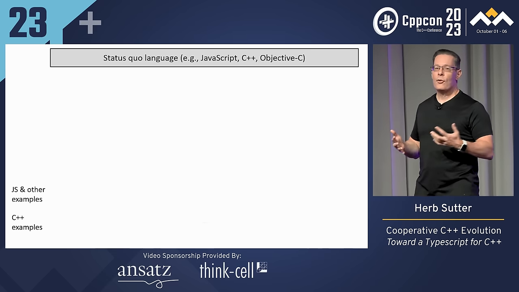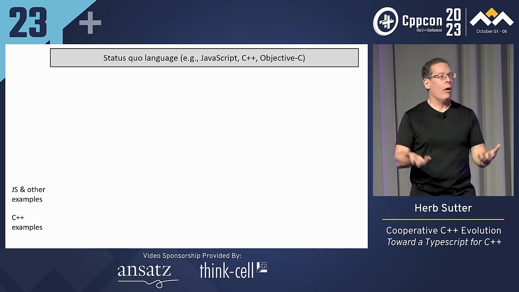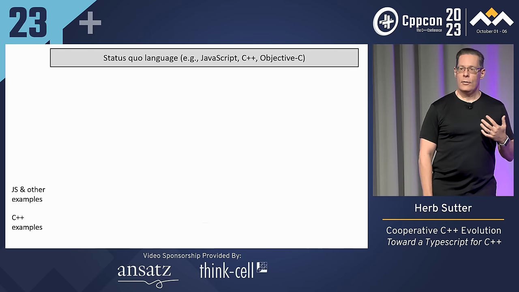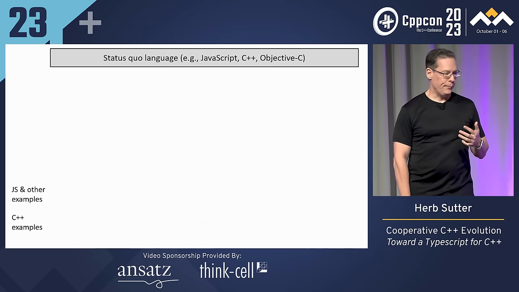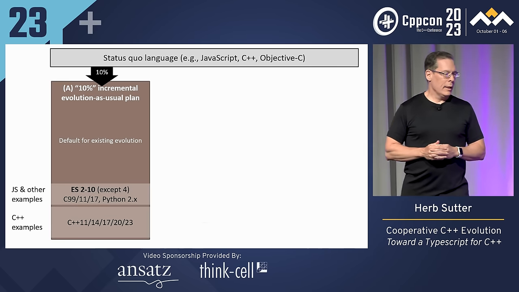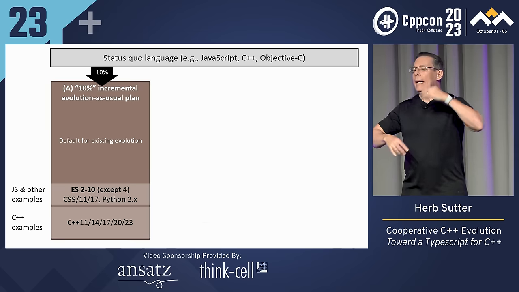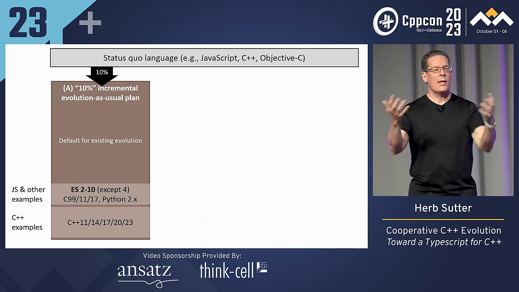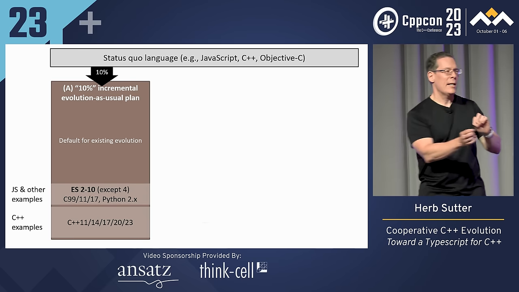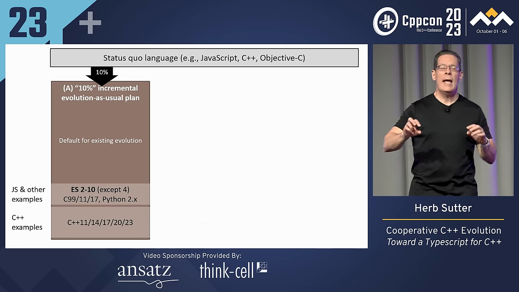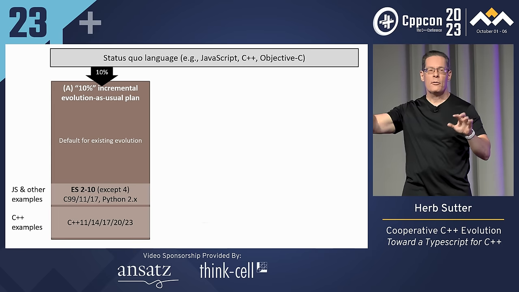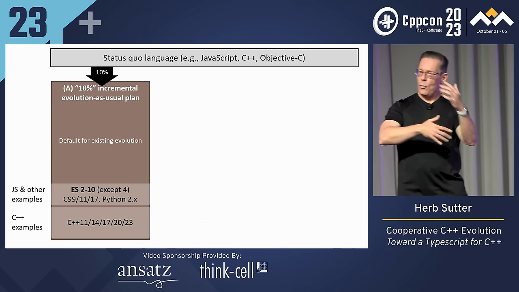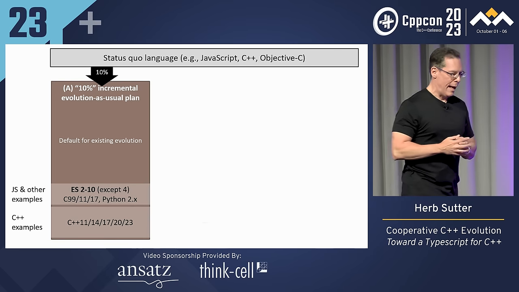So we have three major options, and here I'm just trying to catalog what we've already learned as an industry as we evolve languages. This is not our first rodeo as an industry. Option one is what I call the 10% plan. Incremental evolution as usual. Every release you make is about 10% better in some combination of ways. It's 2% better this way, 5% better this way, and the next release will fix some other things. Add a parallel STL or add more constexpr. And we're on an incremental evolution path.